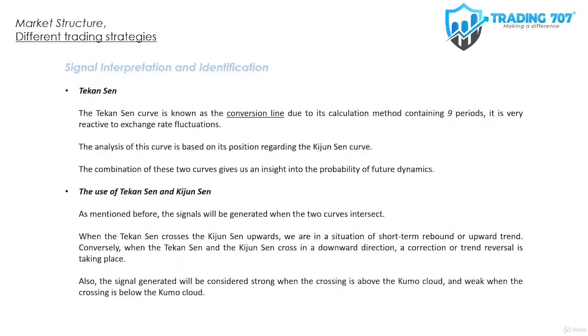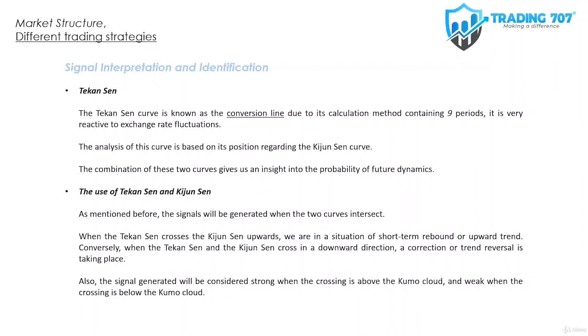Signal interpretation and identification. As we understood from the previous graph, the Tenkan-sen curve is known as the translation line or conversion line due to its calculation method containing 9 periods. So the Tenkan-sen is very reactive to exchange rate fluctuation.